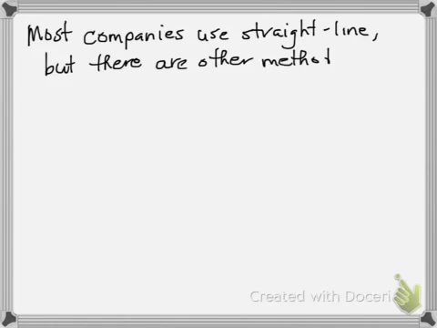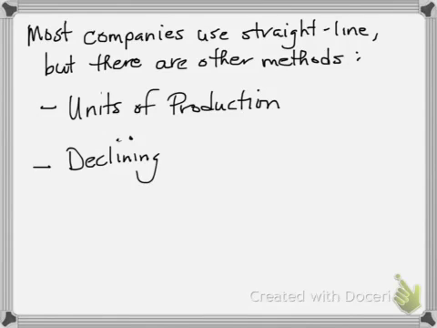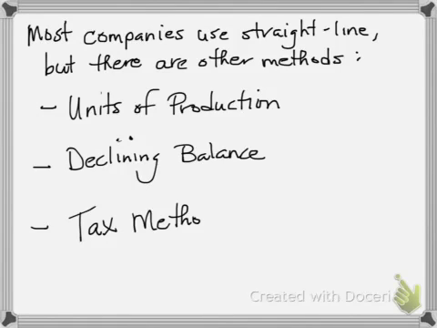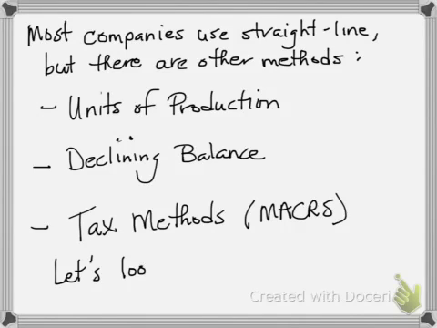Now, most companies use straight line because it's the simplest. Once you make the computation, you literally can set the computer system up to record the depreciation for the same amount throughout the asset's useful life. It can be set up as a recurring entry.